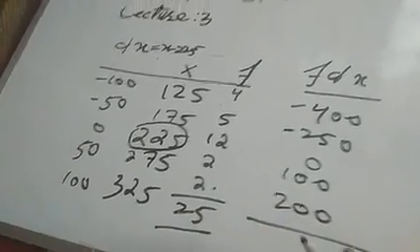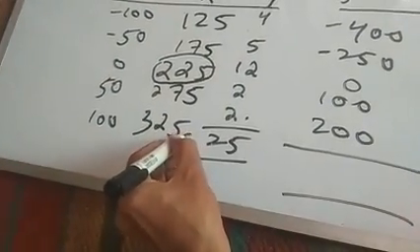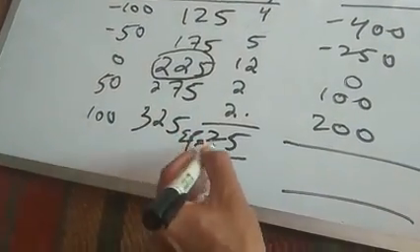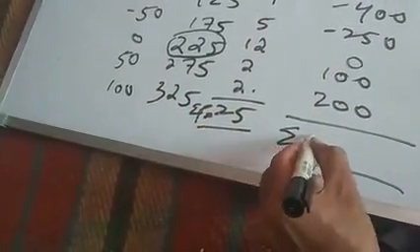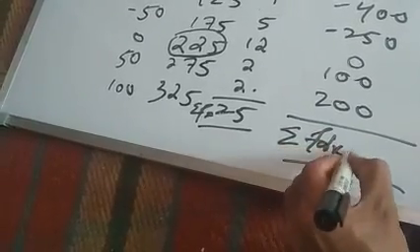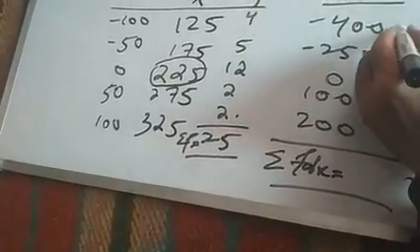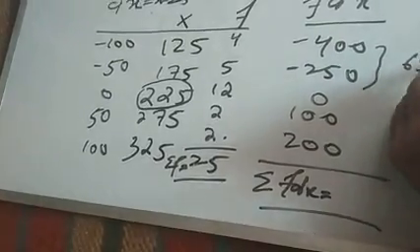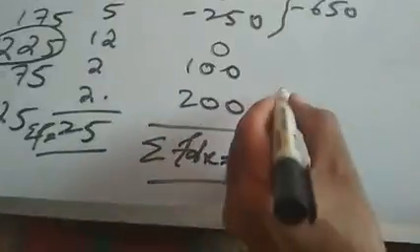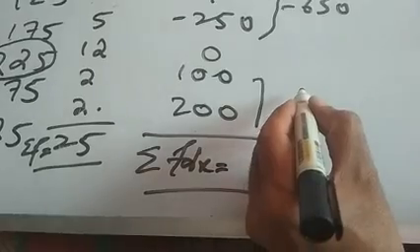So this column is summation f. Summation f is equal to 25, and here is the sum of f dx. Summation f dx is equal to these two. First, if we add these two negative numbers, 400 plus 250, we get minus 650, and if we add these two, this will be equal to 300.